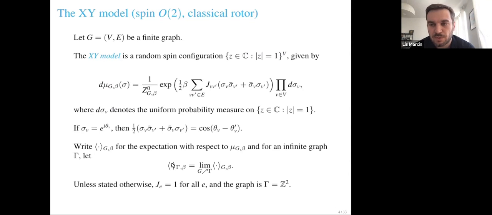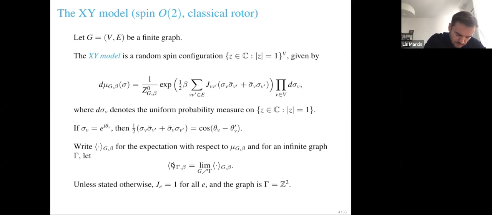You can parameterize spins on the unit circle by the angle that they make with the x-axis, for example. So you can write them as e to the i theta. And then each term in this Hamiltonian, you can interpret just as the cosine of the difference of the angles at the 2 spins at neighboring vertices. This thing is the biggest when these 2 angles point in the same direction, and it's smallest when they point in the opposite direction. Since J is positive, the model is ferromagnetic, so it favors the spins to be aligned with each other.